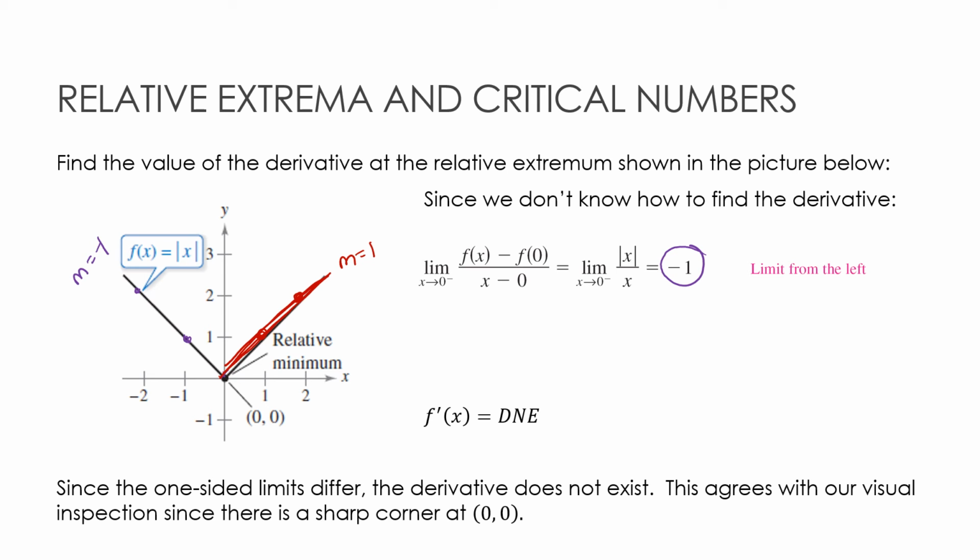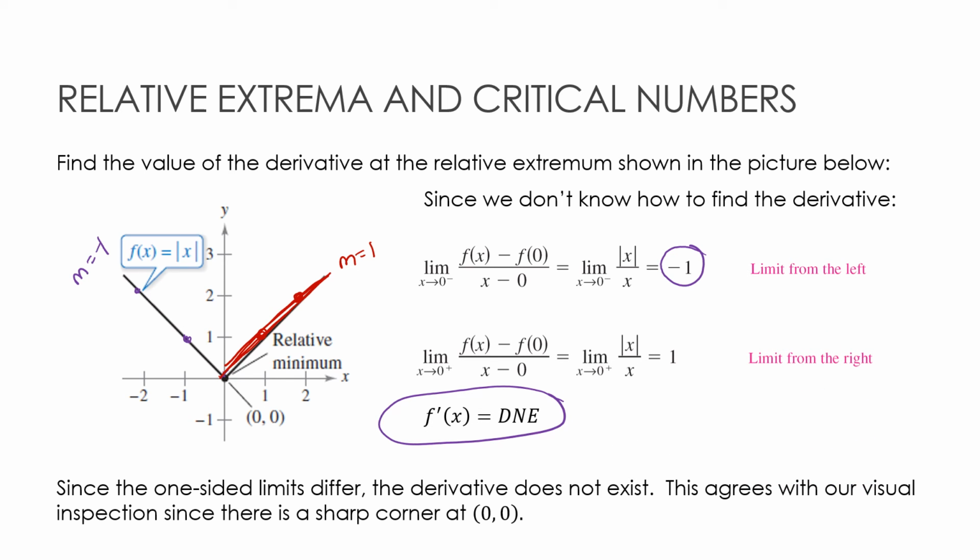And if those two don't match up, then obviously there is no limit. So f prime of x does not exist because I can't find the limit at the point 0, 0. So there is no derivative. Again, this agrees with what we are looking at because there's a sharp corner, and that is the other place or position where we might see a relative min or a relative max.